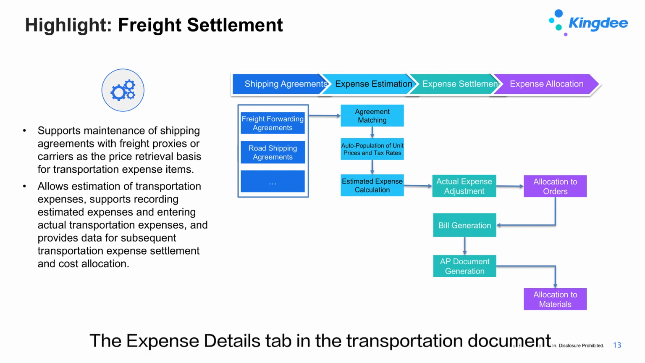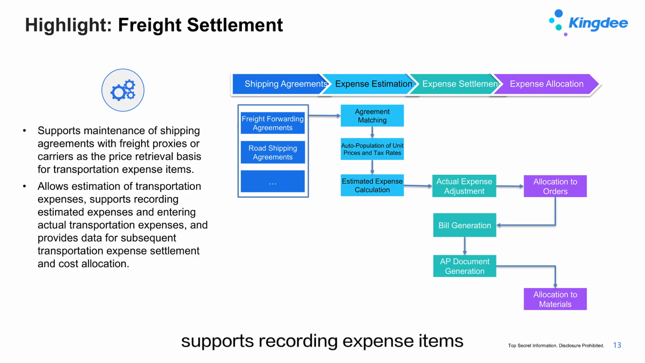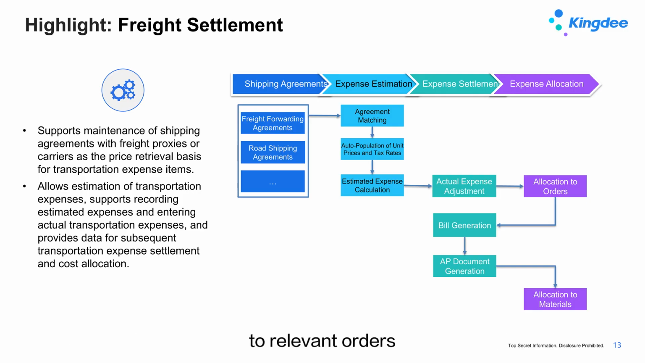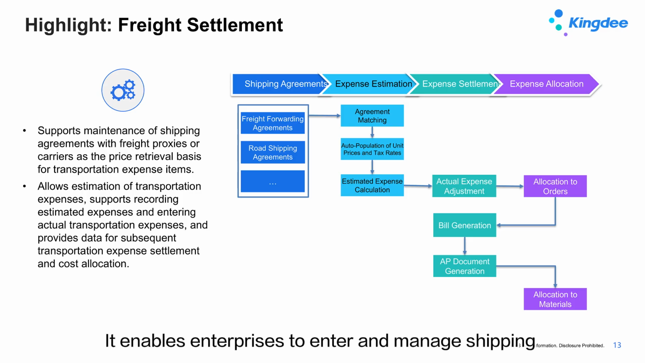The expense details tab in the transportation document supports recording expense items, estimated expenses, and actual expenses. The system supports automatic or manual expense allocation to relevant orders and bill generation for subsequent accounts payable processing. It enables enterprises to enter and manage shipping agreements with freight proxies or carriers.